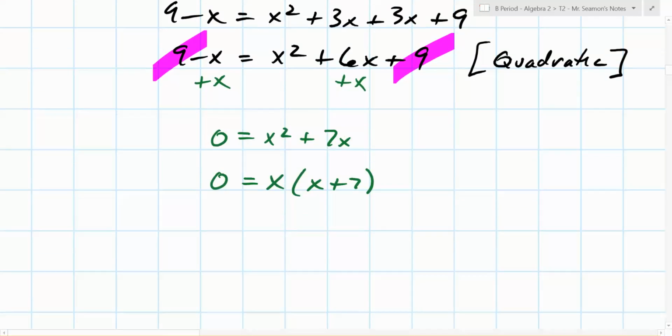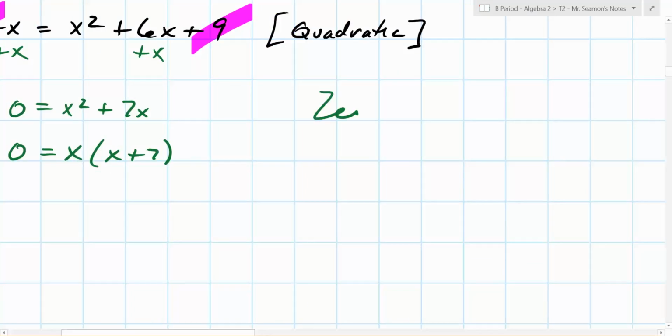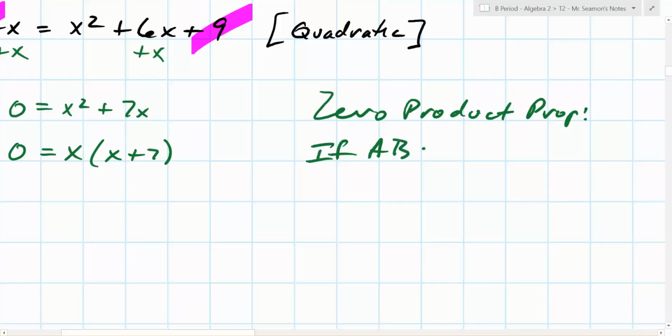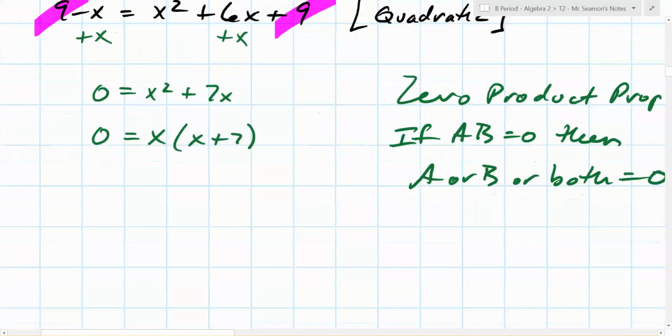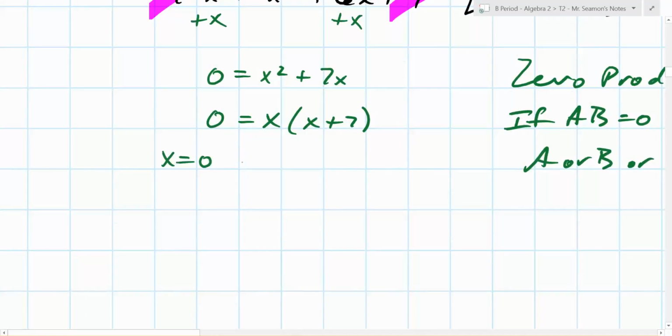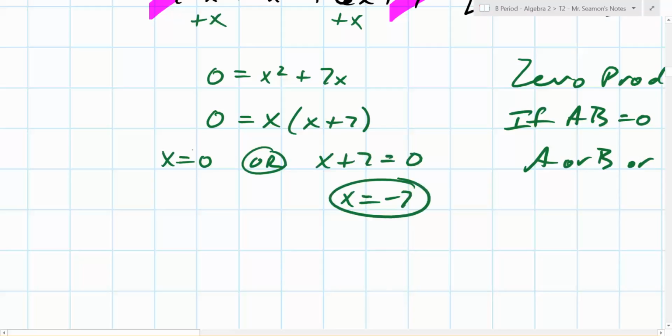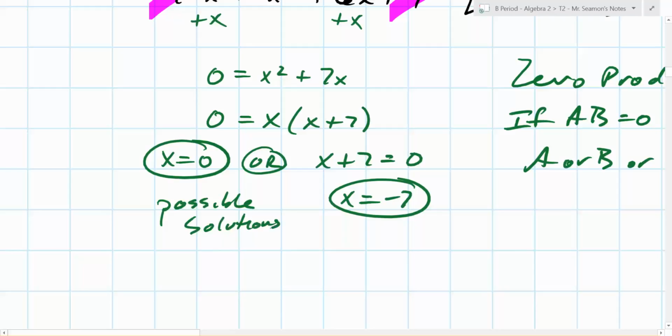So you have two things that multiply together. The zero product property, do you remember this? Kind of. The zero product property says, if a times b is equal to 0, then what? A or b or both equals 0. So over here, what does that mean? x equals 0 or x plus 7 equals 0, which means x equals negative 7. So there are two possible answers. These are only possible solutions. What do you have to do? Check. You have to check.